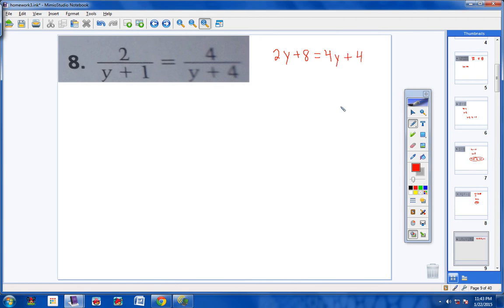Okay? Now let's get your y's on one side. Bring your 2y over and make it a negative 2y. It's gone. Bring your 4 over and make it a negative 4. And it's gone. 8 minus 4 is 4. 4y minus 2y is 2y. Divide both sides by 2. And 2 equals y. Okay? So the answer for number 8 is 2. Pretty simple, actually, not too difficult.